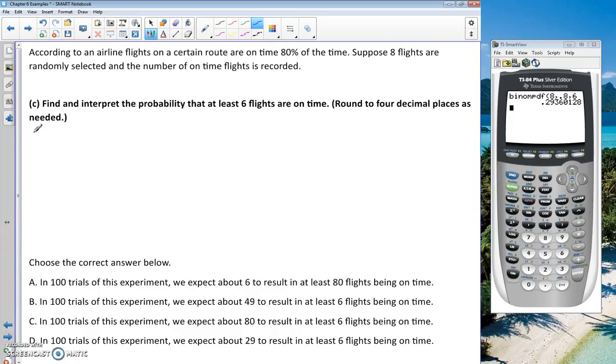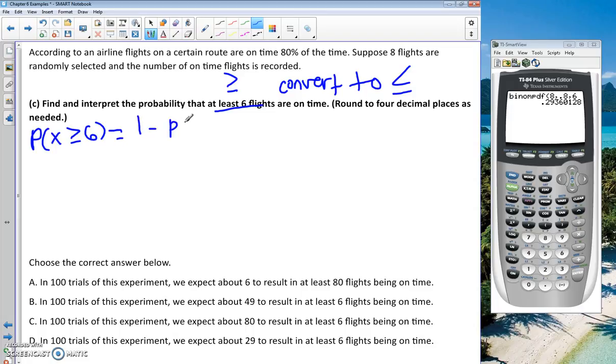So C, we want to find the probability that at least 6, so at least means greater than or equal to. Remember that with the binomial CDF, we need to convert everything to less than or equal to, so we need to use the complement. Lots of complements here. So 1 minus the probability that x is less than 6, which is the same as 1 minus the probability that x is less than or equal to 5.